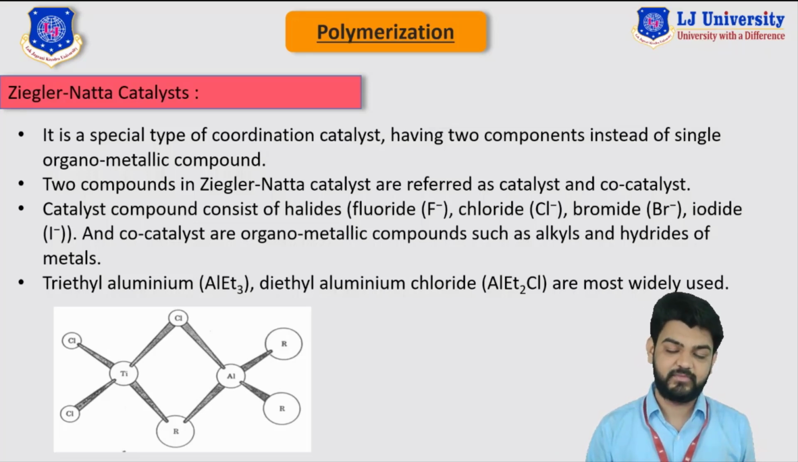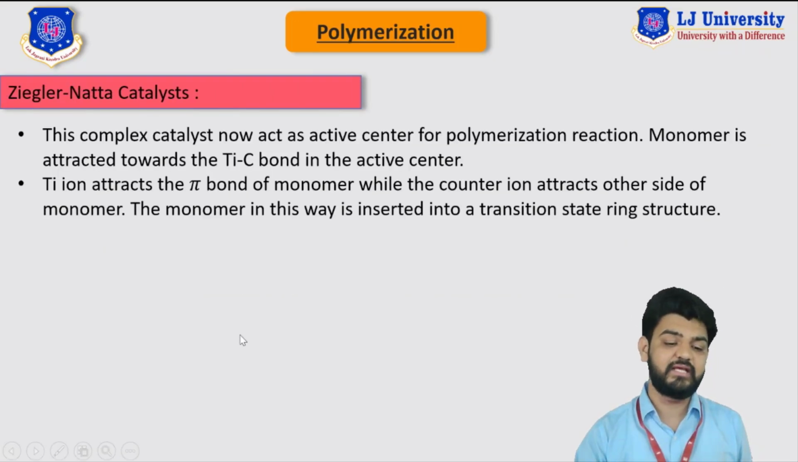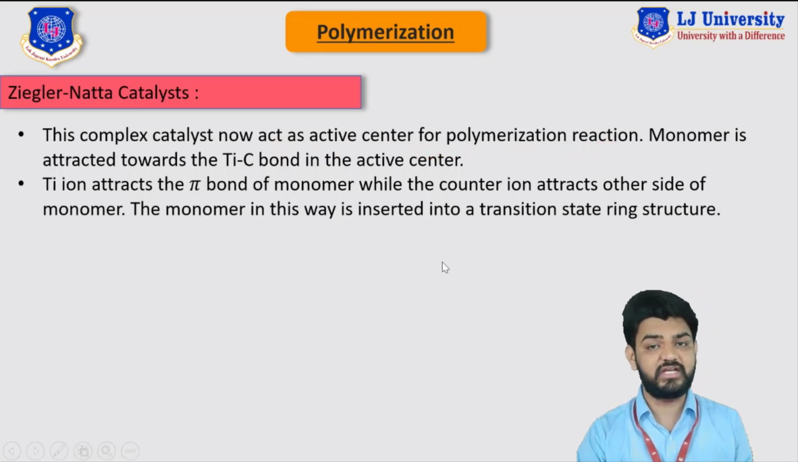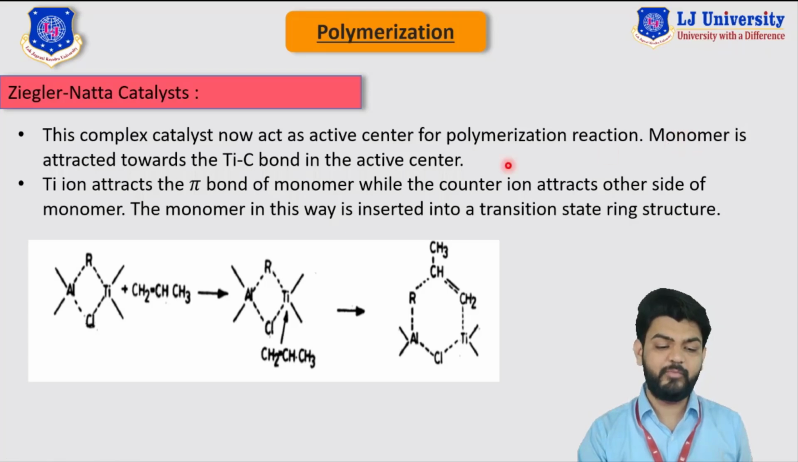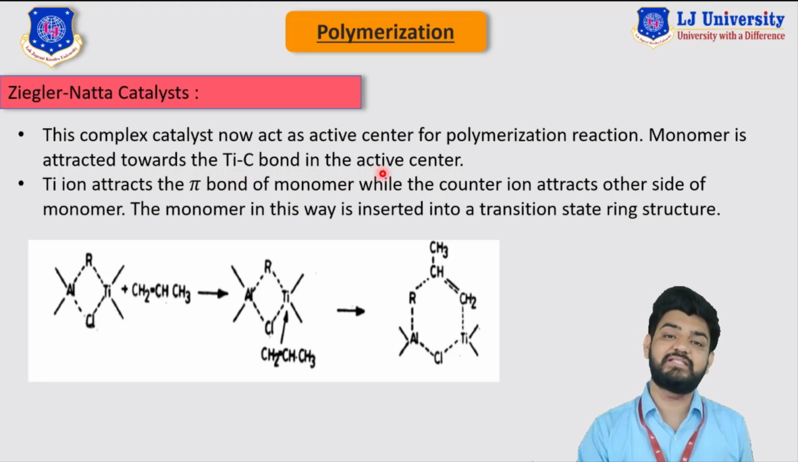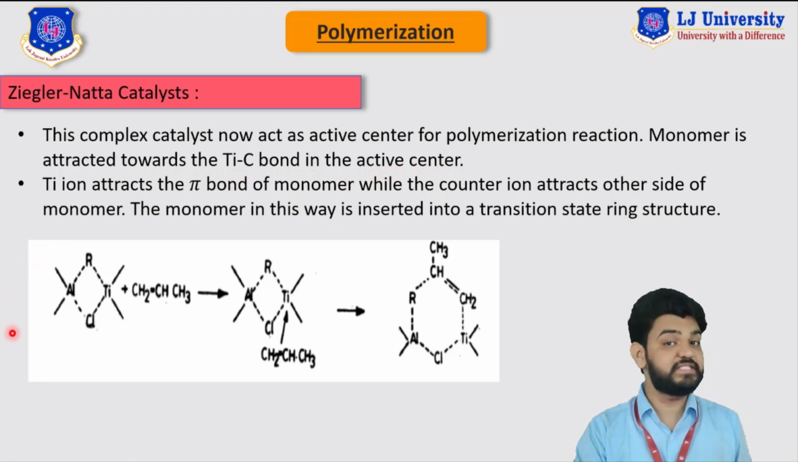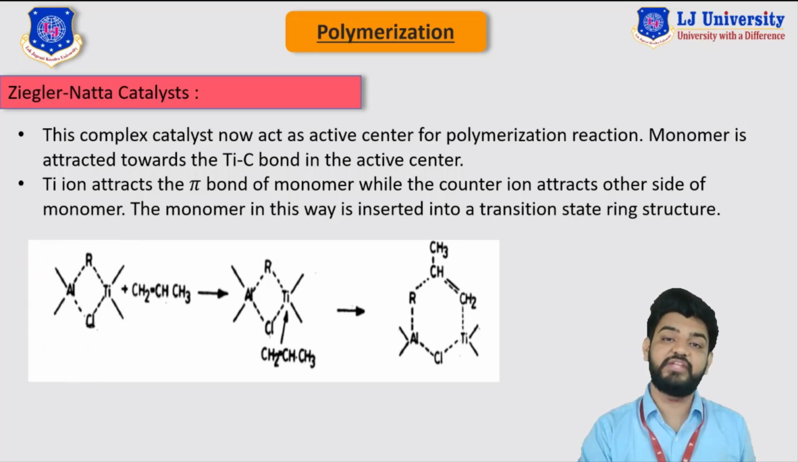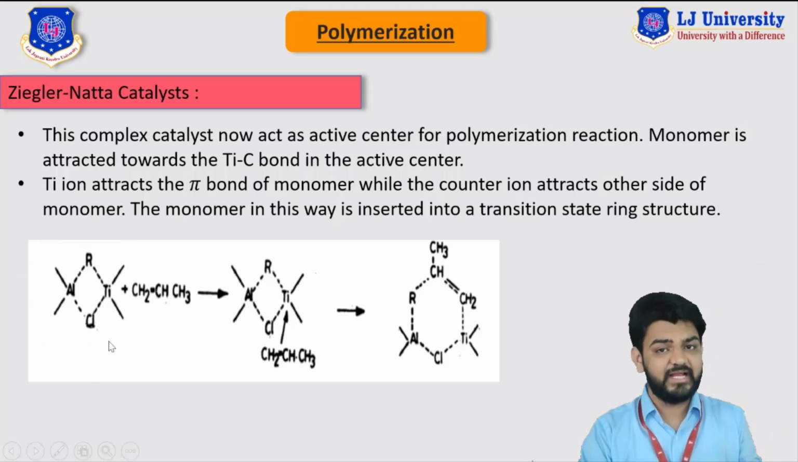So you can see on the screen that this complex catalyst now acts as the active center for the polymerization reaction that I have already described. Now the monomer is attracted towards the titanium-carbon bond, which acts as the active center. This is the same compound that we described in the previous slide, but here its structure is slightly changed. All in all, it is the same compound.